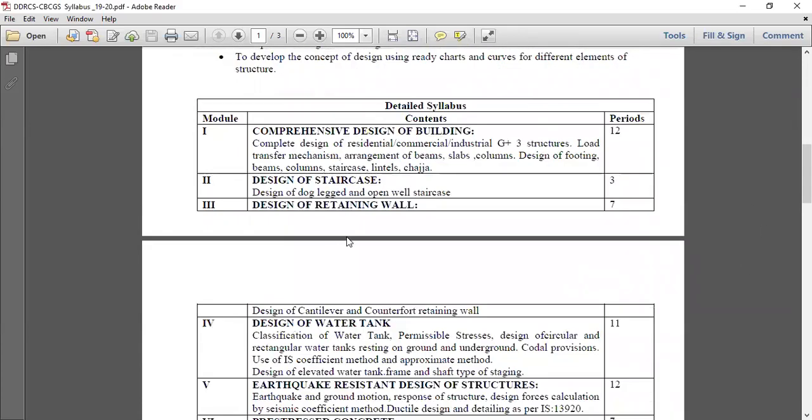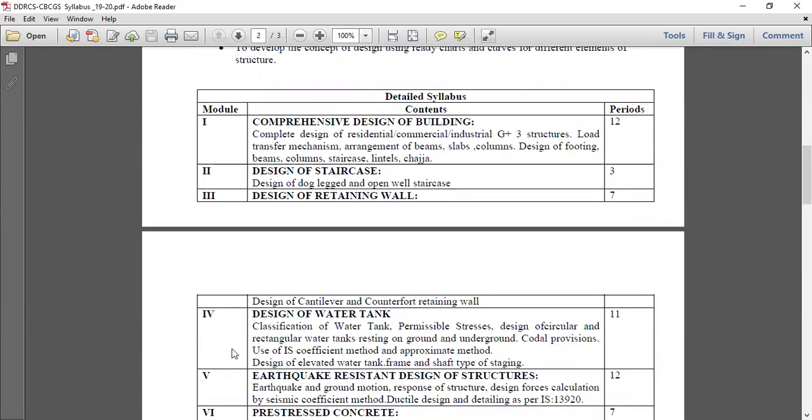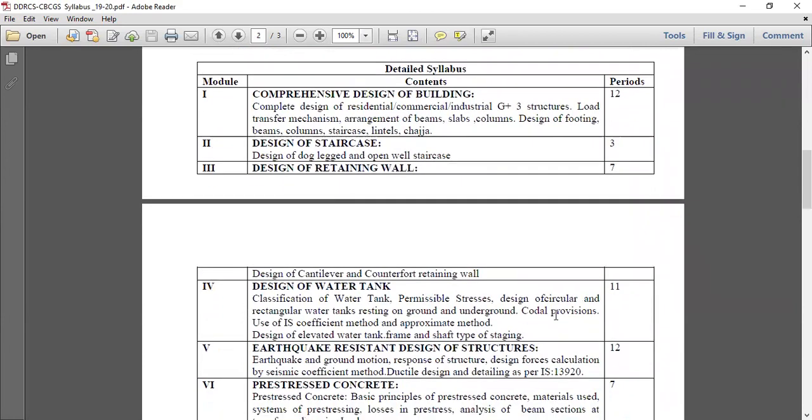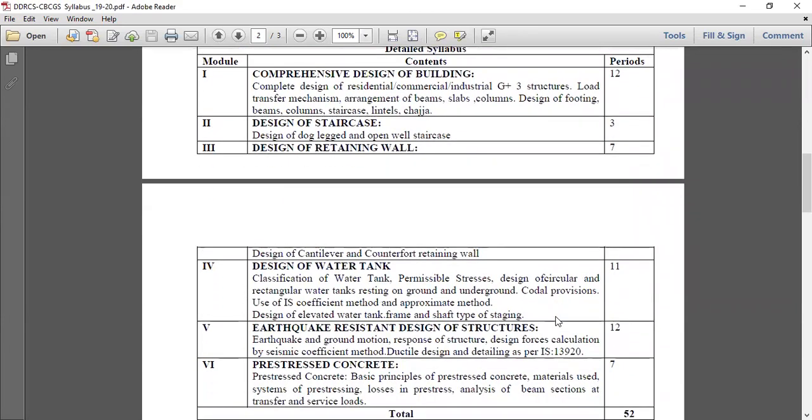Okay, so we have completed the first three modules. So now we are starting with the fourth module, that is design of water tank. In this we will see first the classification of the water tank, and then what are the permissible stresses, then design of circular and rectangular water tanks resting on ground and underground, then codal provisions for that, then use of IS coefficient method and approximate method, and then design of elevated water tank.